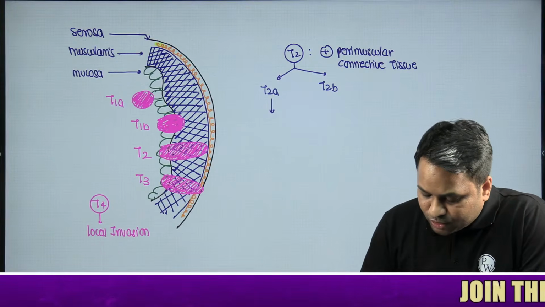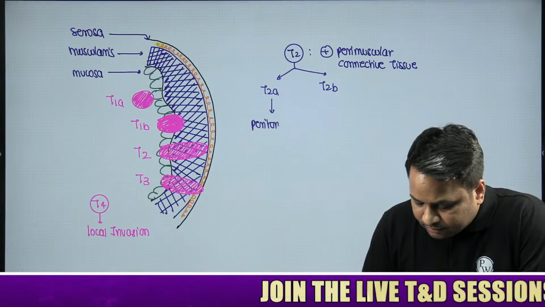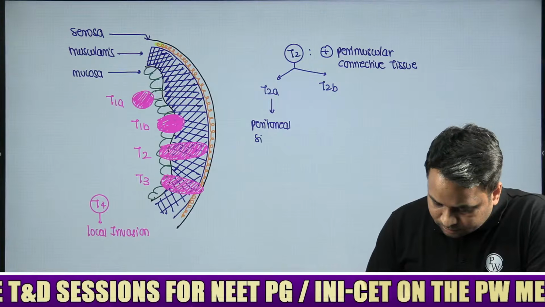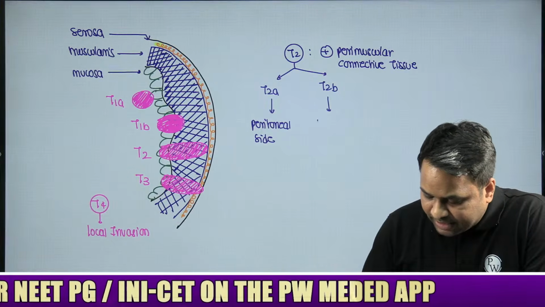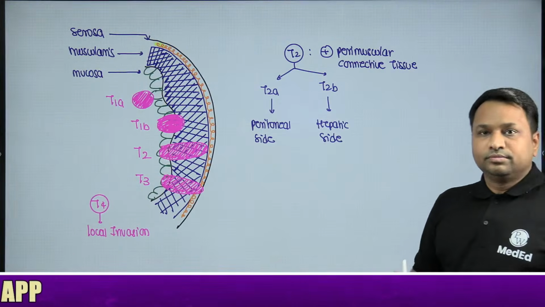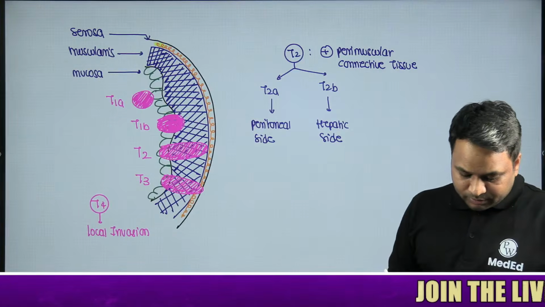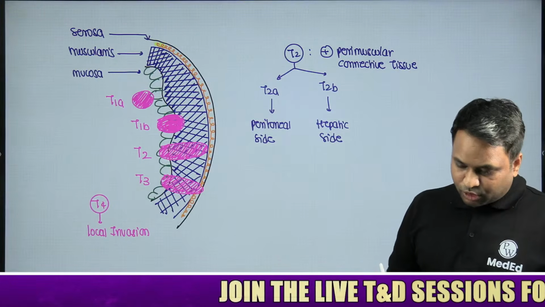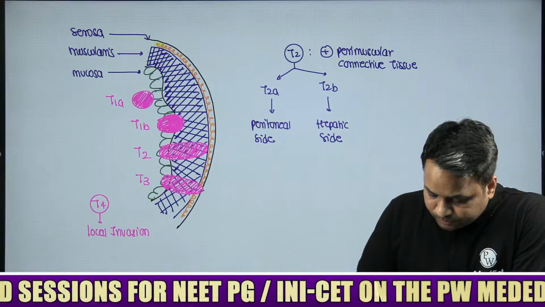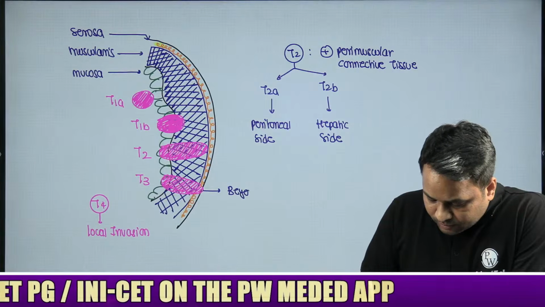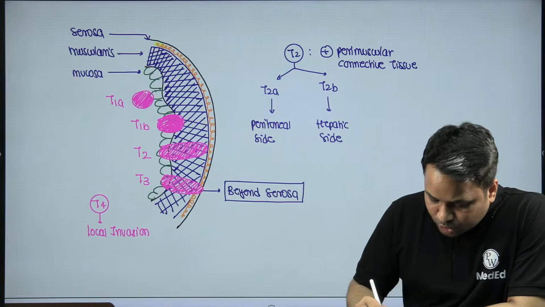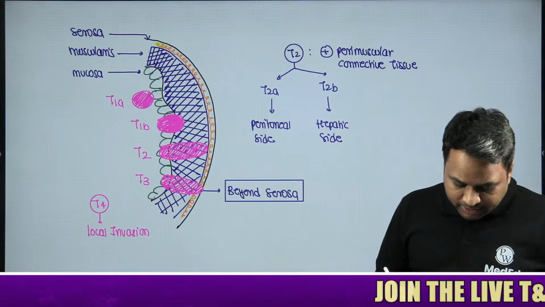Now that perimuscular connective tissue, if it is involved towards the peritoneal side, then it is T2A. If it is involved towards the hepatic side, that is the liver side, it is going to be T2B, right? So now T3 is considered to be as beyond serosa. It is beyond serosa, which surrounding structures are involved? So when it goes beyond serosa, what all can it involve?